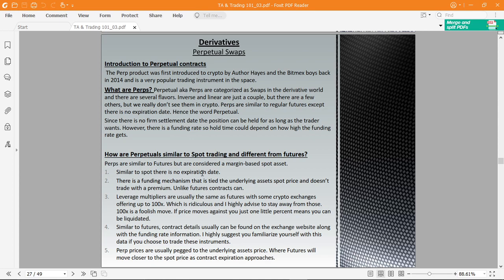Next, perpetual swaps. These are my favorite. The perp product, the perpetual, or AKA the perp, was first introduced, at least to crypto, by the infamous Arthur Hayes of BitMEX. BitMEX and the boys created this back in 2014, and it became a very, very popular trading instrument in the crypto space. So what are they?